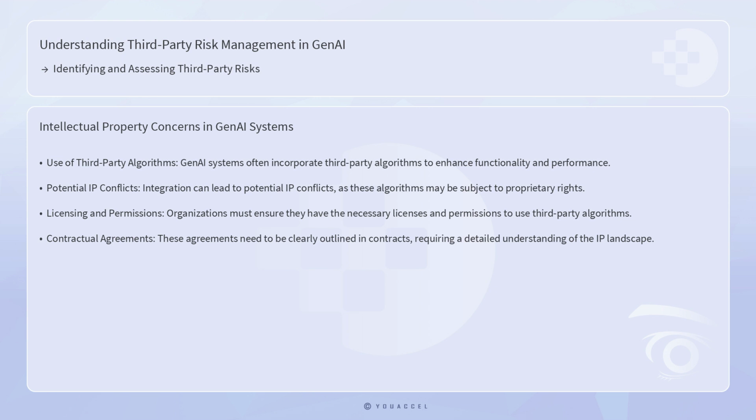GenAI systems often incorporate third-party algorithms to enhance functionality and performance. However, this integration can lead to potential IP conflicts, as these algorithms may be subject to proprietary rights. Organizations must ensure that they have the necessary licenses and permissions to use third-party algorithms and that these agreements are clearly outlined in contracts. This requires a detailed understanding of the IP landscape and the ability to negotiate favorable terms with third-party vendors.